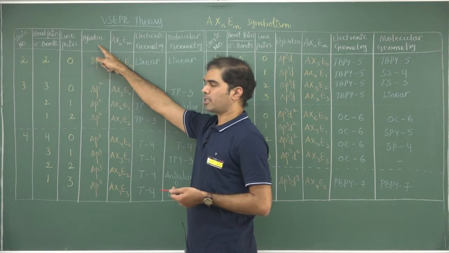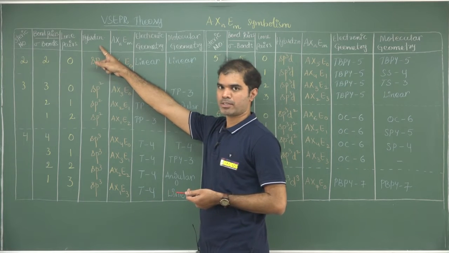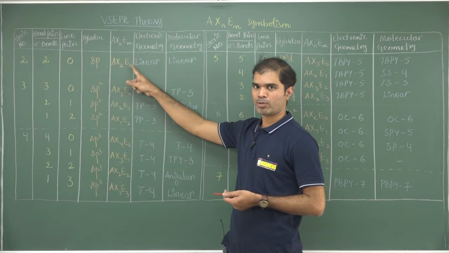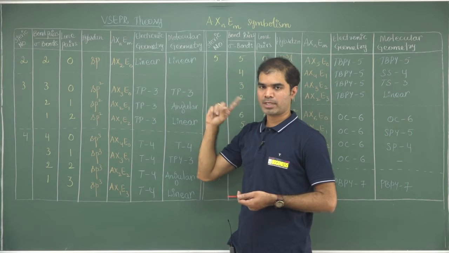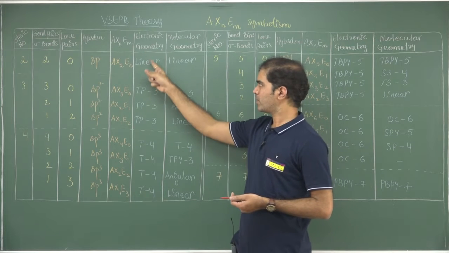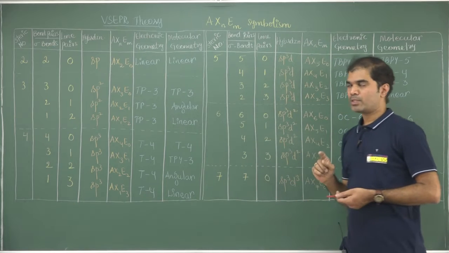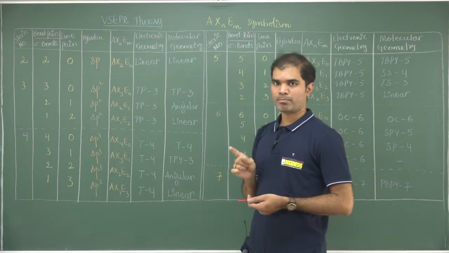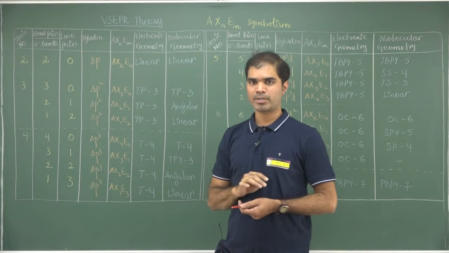Next column is hybridization. For a corresponding steric number, there is a definite hybridization. AXE symbolism has been given. How many bond pairs are present and how many lone pairs are present will be indicated. Later on, the steric geometry or the electronic geometry is also given, followed by the molecular geometry. When I say electronic geometry, it will include both the bond pair as well as the non-bonding pair. So based on that, we have to provide the geometry.